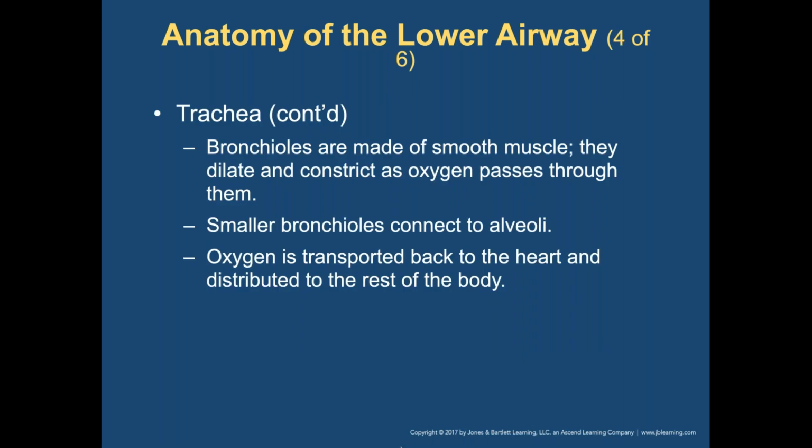Bronchioles are made of smooth muscle. They dilate and constrict as oxygen passes through them, so they're kind of like blood vessels. When the air moves through it, they expand out to allow it, and then they condense back down. The smaller bronchioles connect to the alveoli, which look like broccoli, and that is where your gas exchange happens because you have the capillary bed that runs all over every one of the bulbs of each alveoli.